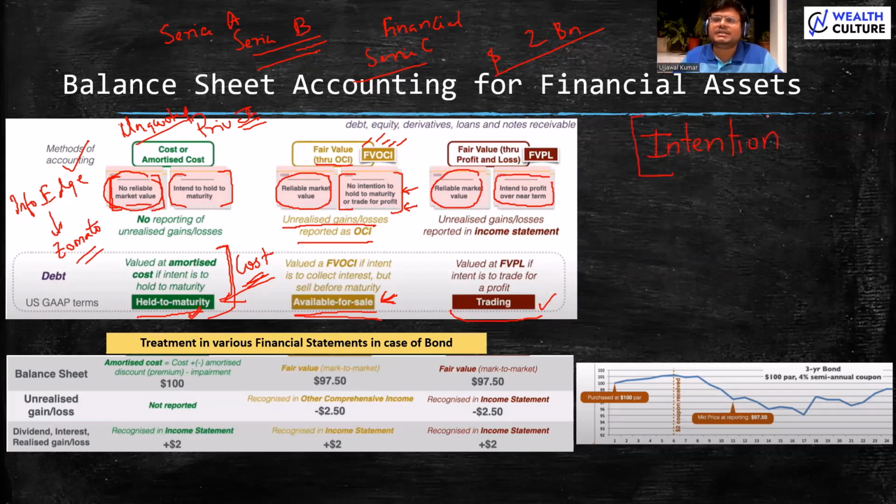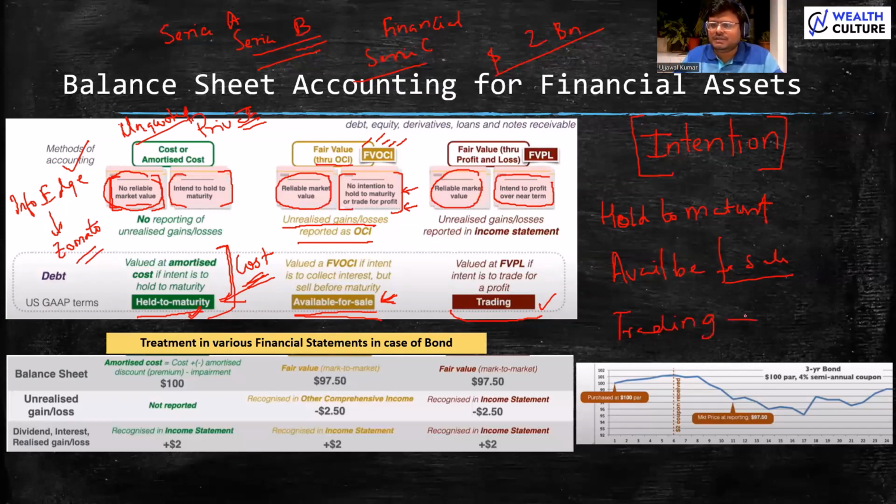कि आपका इंटेंशन क्या है इन्वेस्टमेंट का. आप हेल्ड टू मैच्योरिटी रखने वाले हो, आप कभी बेचने नहीं वाले. Your idea is to hold it till maturity. Then its accounting will be different, right? It is treated differently. If your intention is that this is available for sale, classify this as available for sale, then the accounting treatment will be different. If this investment is classified as trading investment, then its accounting will be different.